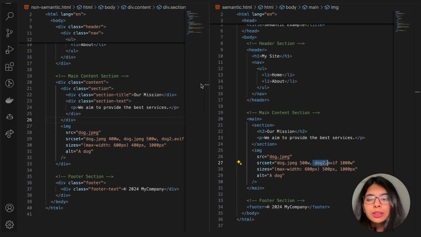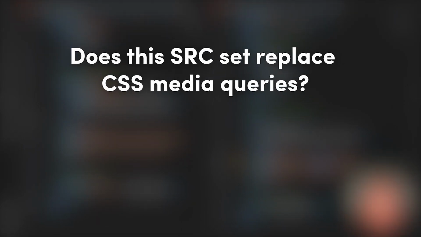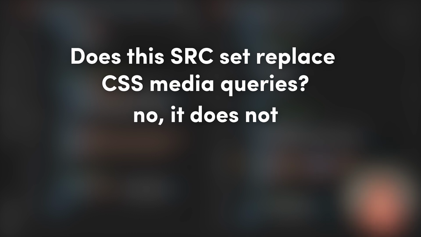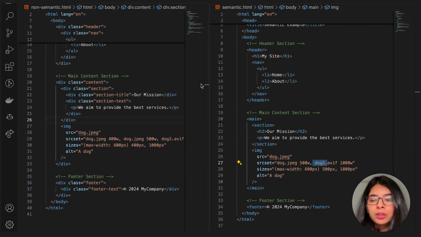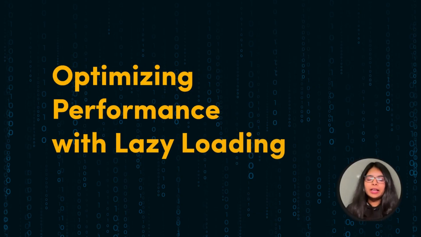Now, a common misconception that might arise here is, does this srcset replace CSS media queries? So no, it does not. It works alongside your CSS rules, but it is specifically for optimizing images. And the descriptors in srcset like 500w are referring to the width of the image, not the viewport width. Next optimization that you can do is lazy loading.